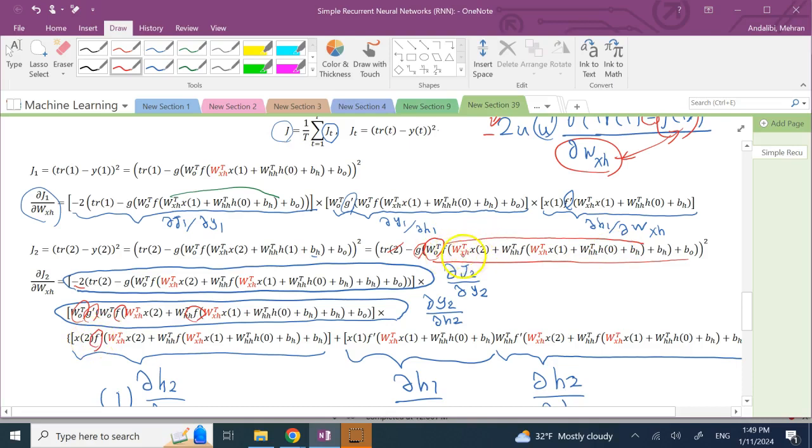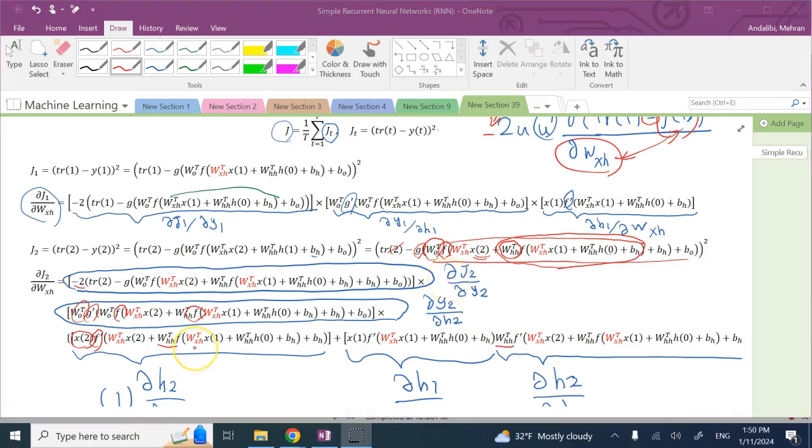Now for this first WXH, the coefficient is x2, so it comes out. But for the second part, now you're looking at f of this, f of that. So this weight WHH comes out, which you can see here, right? And this is the rest of the derivative, okay?